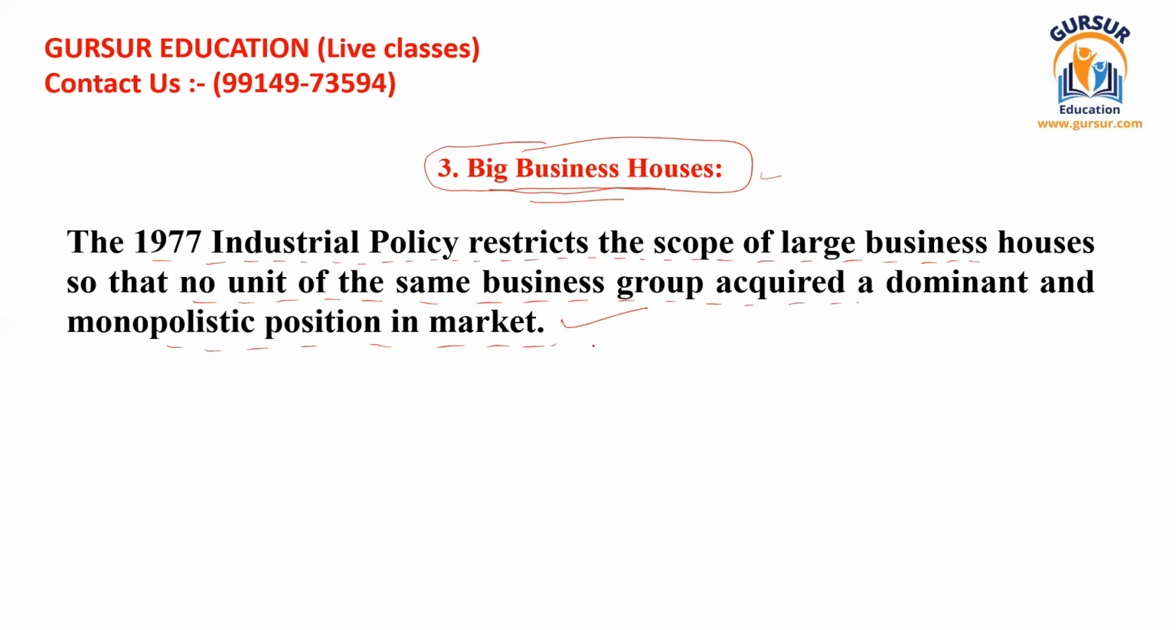Okay, so you can experience that the MRTP Act was there. Okay, that was replaced afterward. So the government never allowed any of the cooperative or the smaller sector to become the biggest in the near future so that they can get the monopolistic position in the market. It never happened in India.